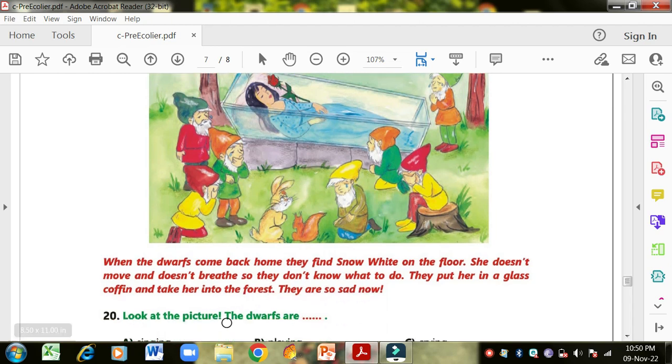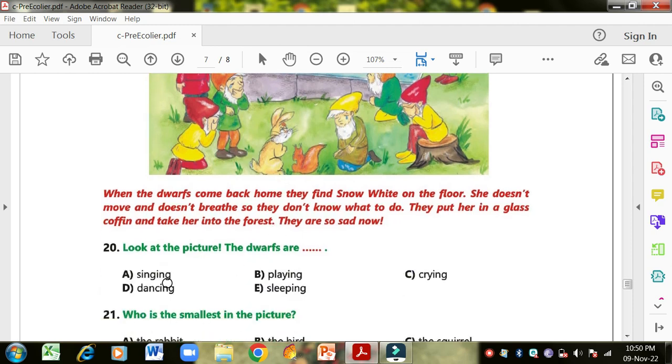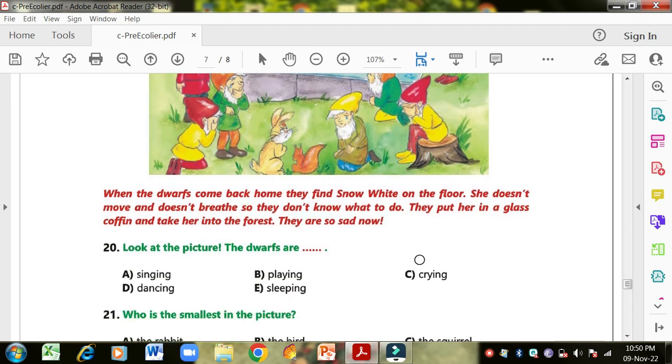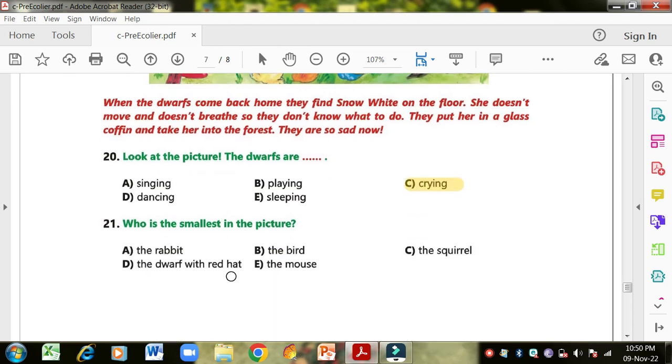Okay, now look at the picture. The dwarfs, what are they doing? Are they singing a song? No. Are they playing? No, they are not playing. Are they crying? Yes, you can see the tears in their eyes. They are crying. Crying is the correct option. And the other options are dancing and sleeping. That is wrong. Crying is the correct option. So you have to take this.